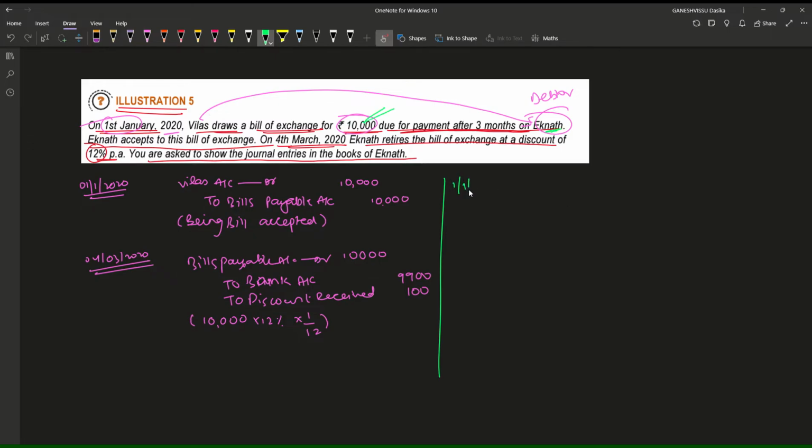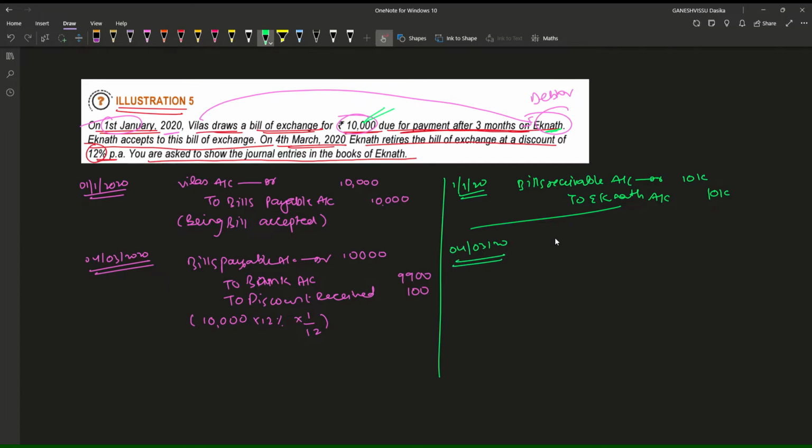So on 1/1/2020, bills receivable account debit to Eknath account, for the amount of 10,000 rupees. The first entry has been completed.